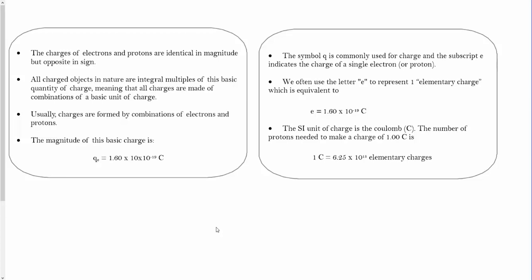What's really important is the second bullet. Really make sure you focus on this. This is ironclad. All charged objects in nature have to be integral multiples of a very basic quantity of charge. It means all charges, regardless of their value, have to be some combination of this most basic unit of charge. This is known as a fundamental value. Nothing can be smaller than that basic unit of charge.